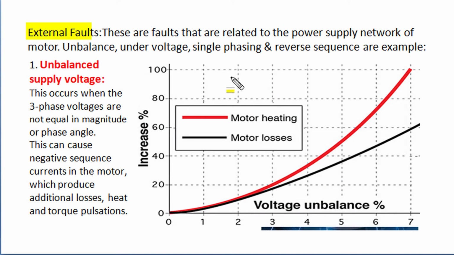External faults are related to the power supply conditions which supply electricity to the three-phase induction motor, and they may include unbalanced voltage, under voltage condition in supply, single phasing, where one phase is not available for motor supply, or reversal of phase sequence for the motor. So let's understand all these external faults one by one and their effect on the motor. One is unbalanced supply voltage.